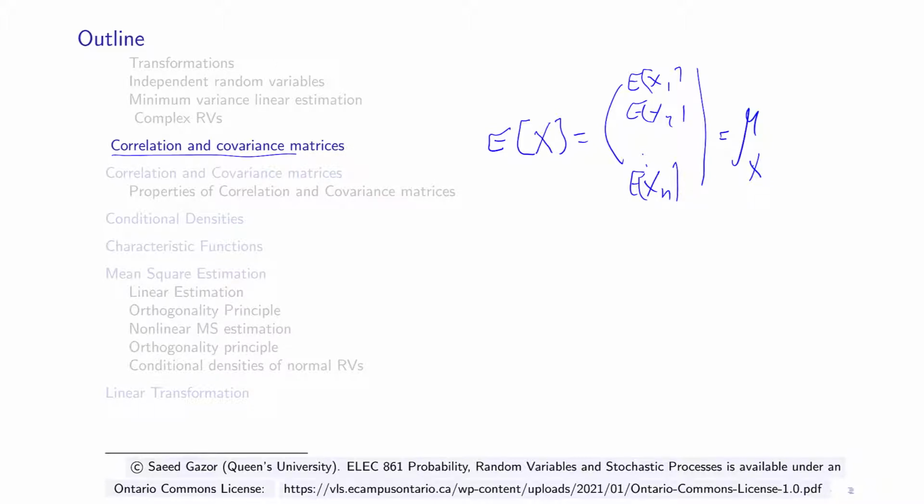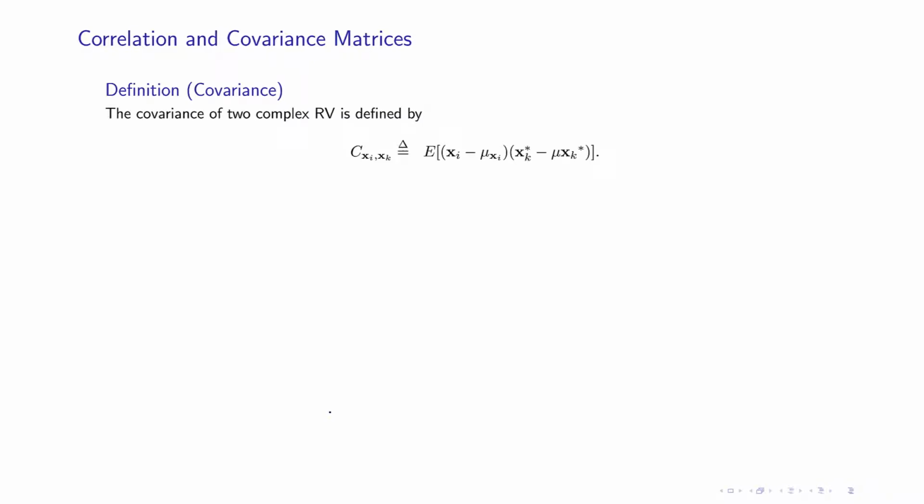So this is called the first order statistic of a random vector, but the second one is a covariance matrix or correlation matrix of two random vectors. It is quite often used in many applications, so correlation and covariance matrices are important. For two random variables, the covariance we have already defined.